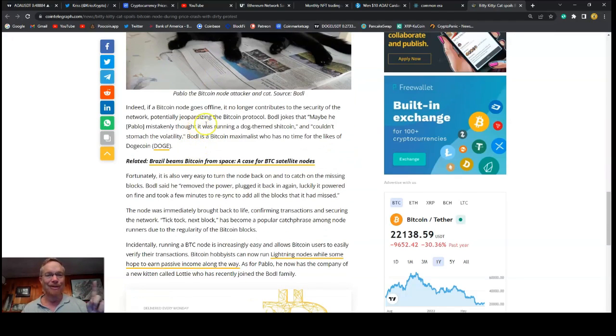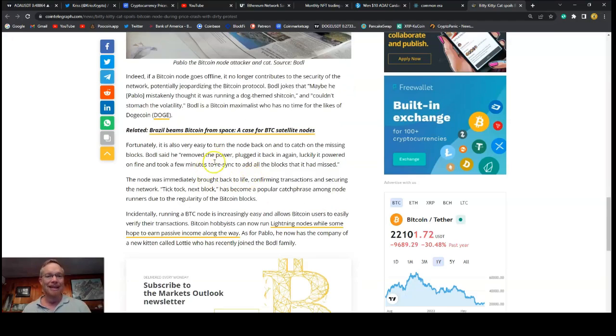Indeed, if a Bitcoin node goes offline, it no longer contributes to the security of the network, potentially jeopardizing the Bitcoin protocol. Well, not one node would do that, but anyway. Bodle jokes that maybe Pablo mistakenly thought it was running a dog-themed shitcoin and couldn't stomach the volatility. Bodle is a Bitcoin maximalist who has no time for the likes of Doge. Fortunately, it's also very easy to turn the node back on and catch up on the missing blocks. He removed the power, plugged it back in, and luckily it powered on fine, took a few minutes to resync to add all the blocks that it had missed.